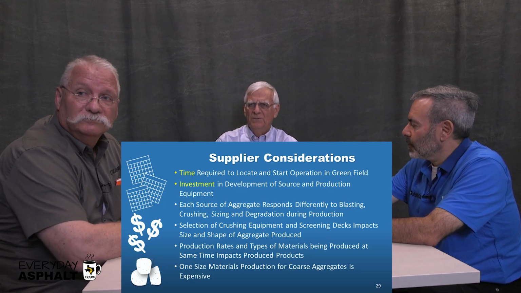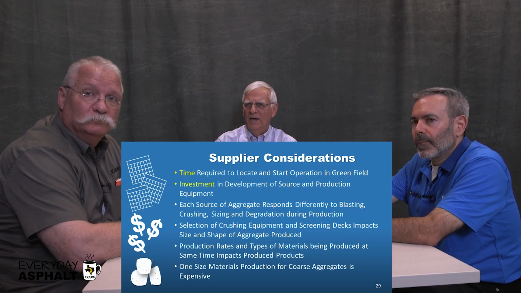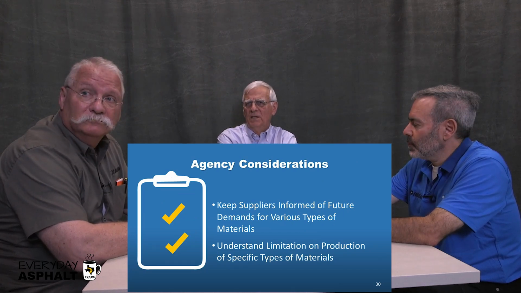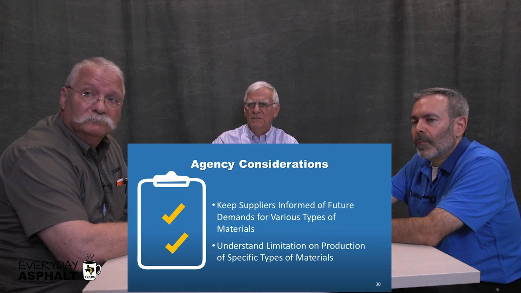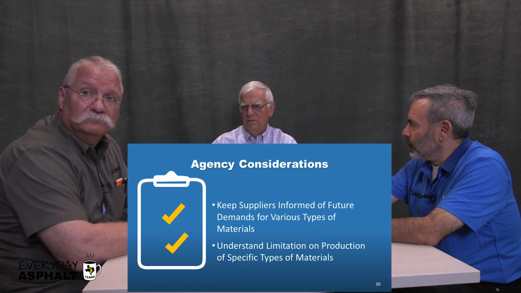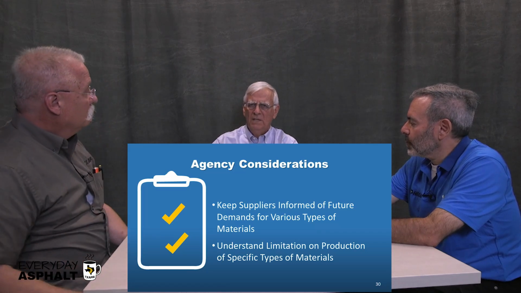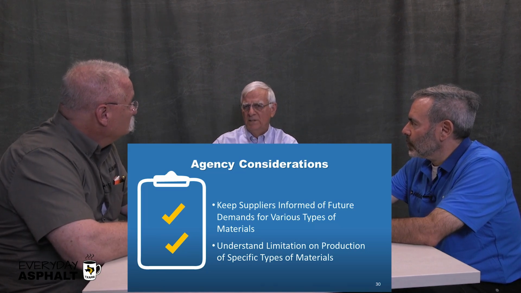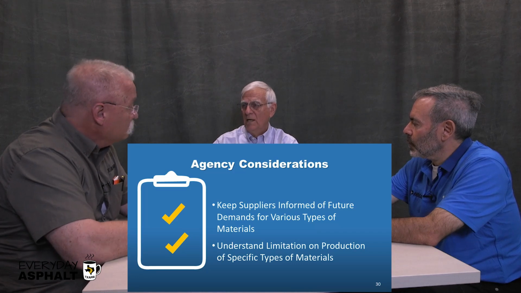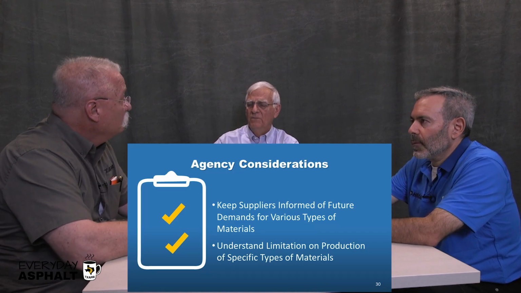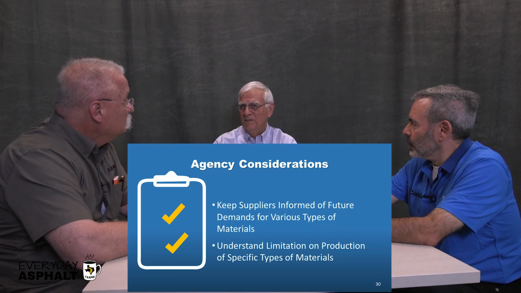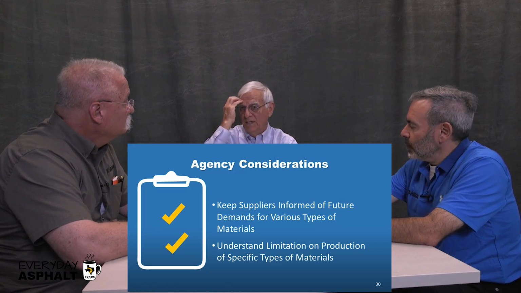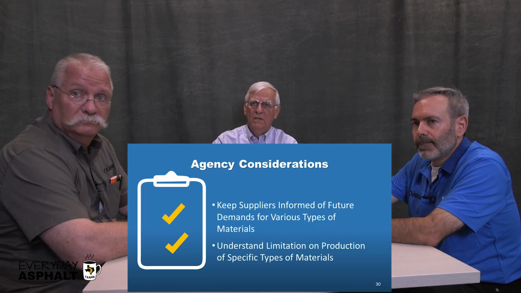One size material production for coarse aggregate is expensive, as we just pointed out, no matter how you do it, whenever you do it. Agency, what can TxDOT do? Keep the suppliers informed of future demands of various types of materials. How much seal coat am I going to do this year in the district? How much hot mix do I plan on doing? TxDOT is supplying through the maintenance division the anticipated demand for seal coats and asphalt hot mixes, and that's been very helpful, for up to 4 years out. It's probably pretty good a year out, 6 months out, good enough, and that will help stimulate the contractors to get materials and equipment on board to produce these mixes.